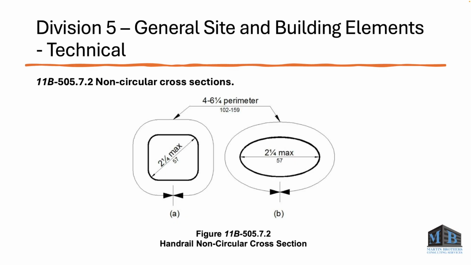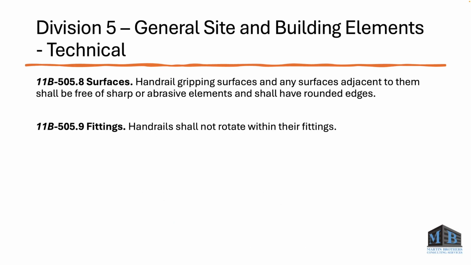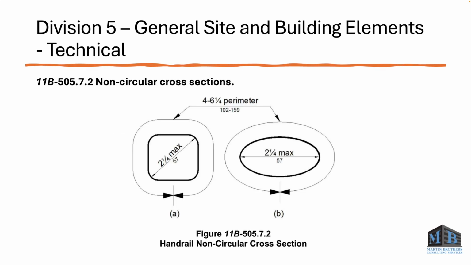All right, continuing on. 11B 505.8, surfaces. Handrail gripping surfaces and any surfaces adjacent to them shall be free of sharp or abrasive elements and shall have rounded edges. That's why in 505.7.2, figure A is a squircle and not a square, because we can't have sharp edges. They have to be rounded.